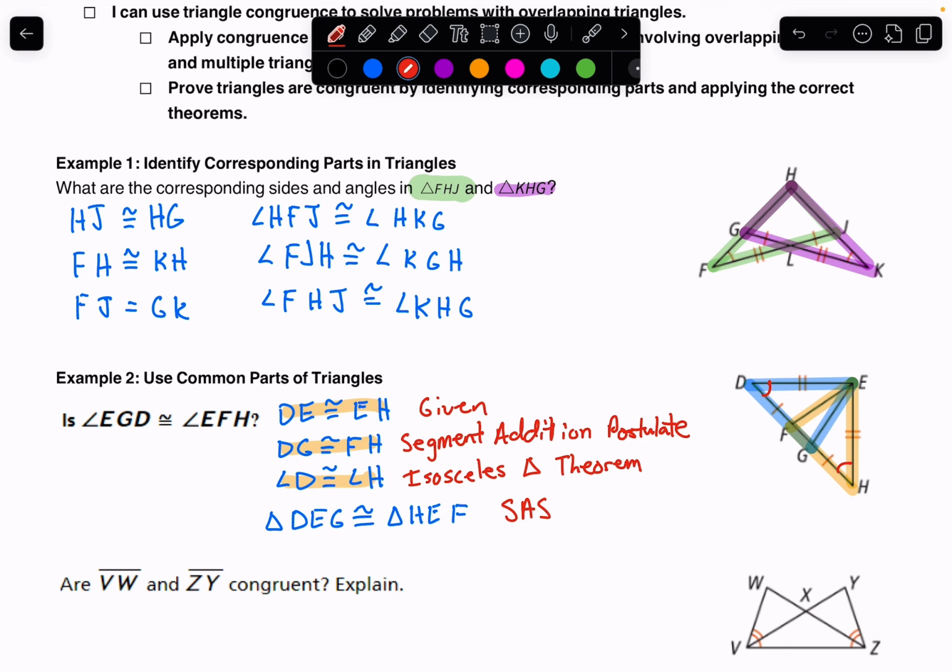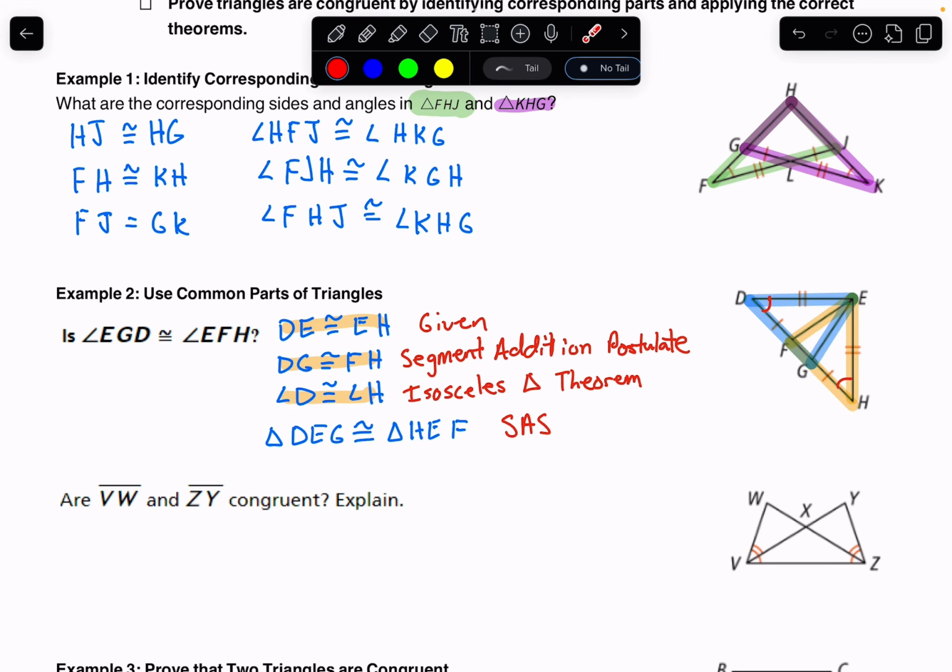But that's not what the question was asking. The question was asking, is angle EGD congruent to angle EFH? Well, now that I know the triangles those angles came from are congruent, then I know those angles have to be congruent because corresponding parts of congruent triangles are congruent, because of CPCTC. So when we answer this question, we can say yes, because of CPCTC. Or I could add that underneath as part of my reasoning in my little proof thing right here.